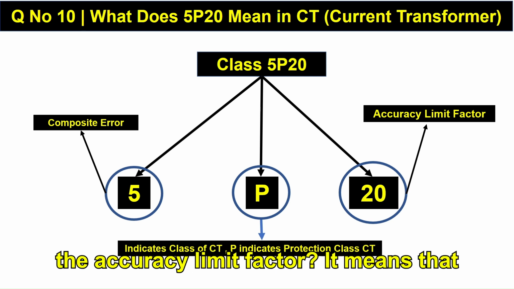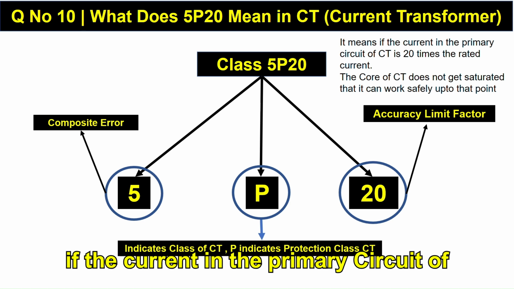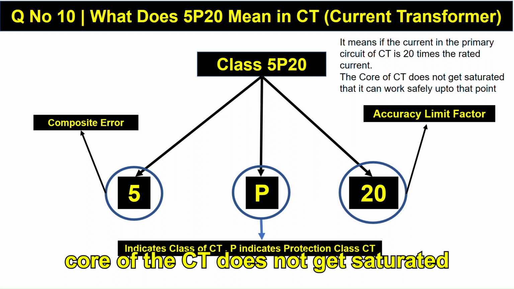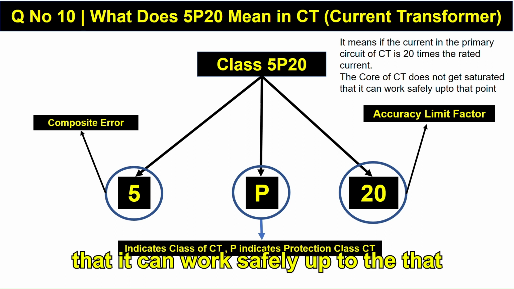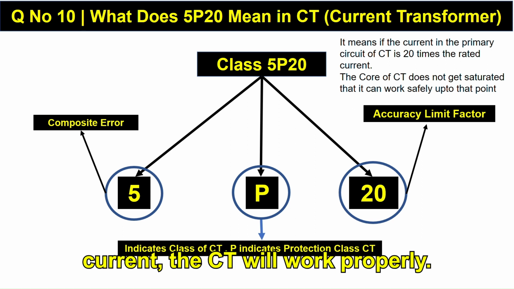Now, what is the accuracy limit factor? It means that if the current in the primary circuit of the CT is 20 times the rated current, the core of the CT does not get saturated, that it can work safely up to that point. Up to 20 times the rated current, the CT will work properly.